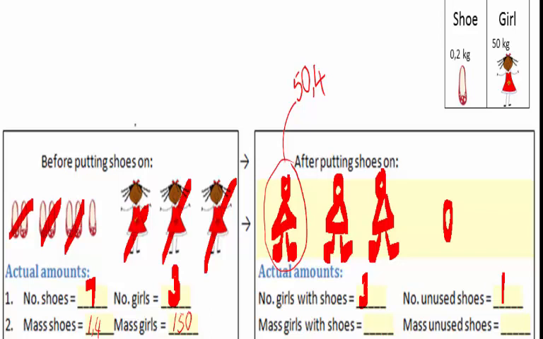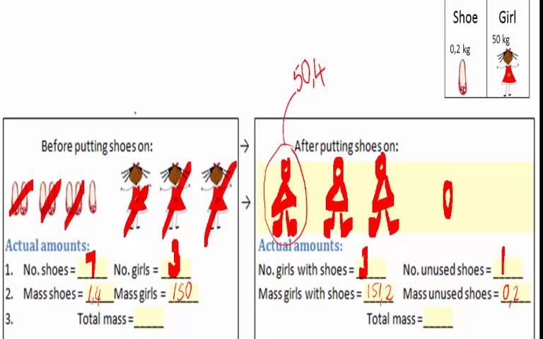So 3 times 50,4 is 151,2 kilograms. And then the mass of the unused shoe, there's just 1 of them, it has a mass of 0,2 kilograms. So the total mass of the girls and the shoes before they got dressed, before the reaction, was 1,4 plus 150, which is 151,4 kilograms. And the mass of the girls and unused shoe after they had got dressed was 151,2 plus 0,2, which is also 151,4 kilograms. So we see mass has been conserved.